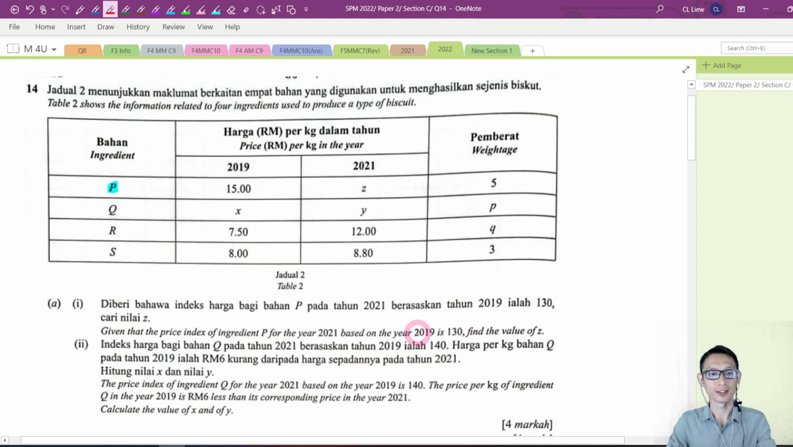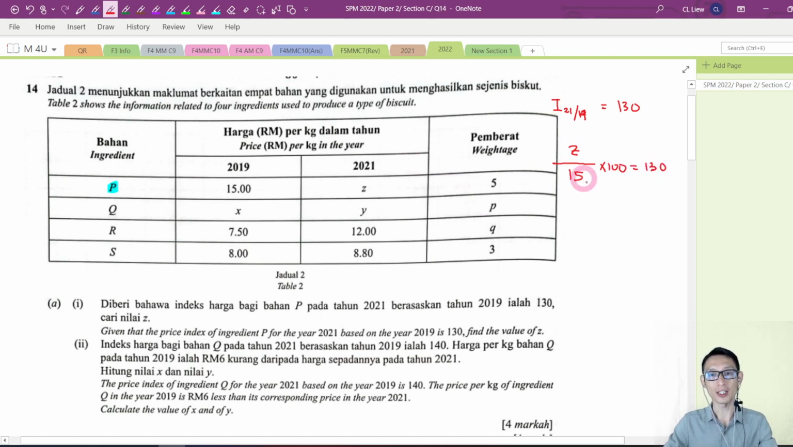Try to think, how do we get the price index for ingredient P for the year 2021 based on the year 2019? Given by the question, the price index for this ingredient P, 2021 based on 2019, is 130. So what does this 130 mean? It means that the price increased 30%. So Z on the top, and the price for the base year at the bottom as the denominator of the fraction, times 100, you will get 130.